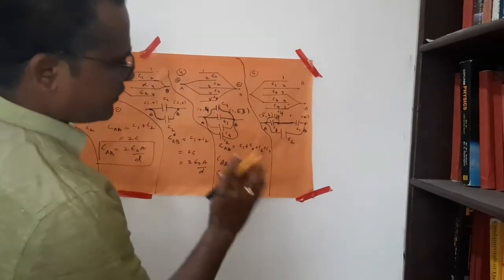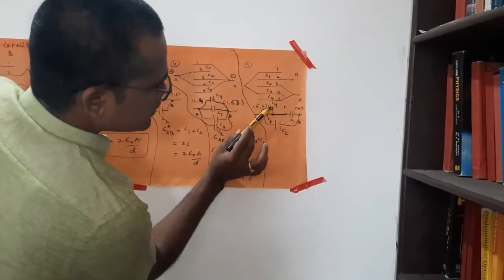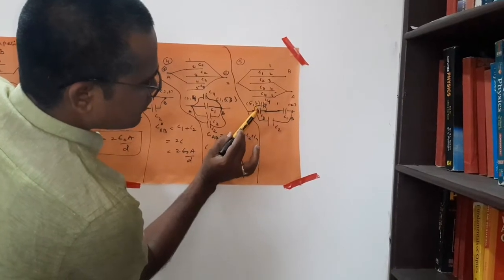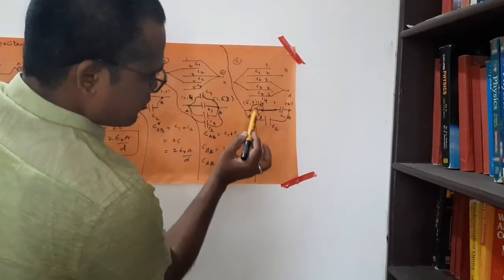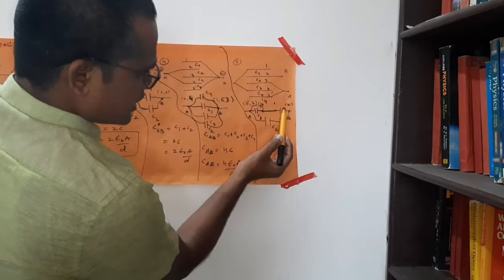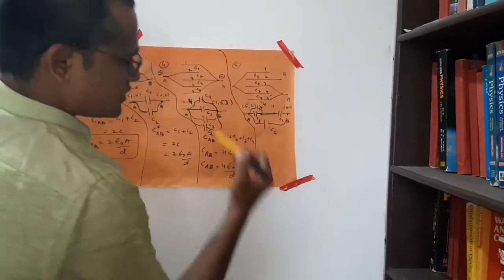Now very clearly, here C4 and C3 are in parallel. And this combination is in series with C1, and this complete combination is in parallel with C2.